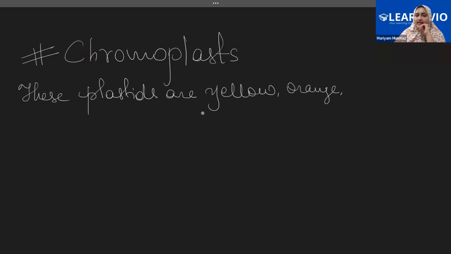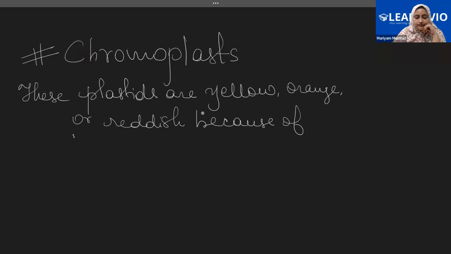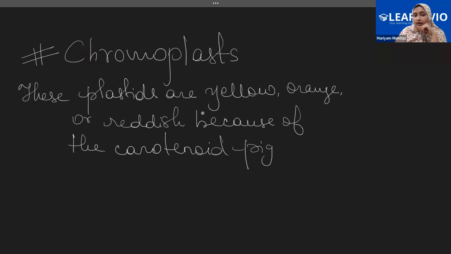So the chromoplasts are yellow, orange, or reddish in color because of the carotenoid. These are the most dominant pigments in the case of chromoplast. Now, have you ever seen tomatoes that are yellowish in color? You might have seen that after a while, the yellowish tomatoes become pure red in color, right? So the amount of carotenoid pigment starts to increase in them.